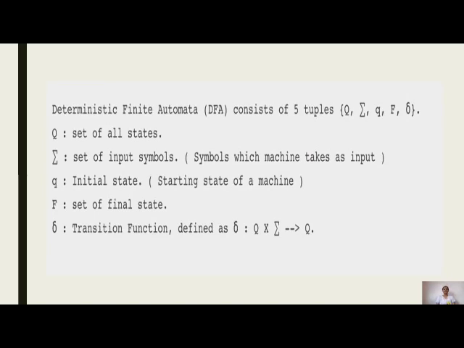Next, DFA consists of five tuples: Q, sigma, small q, F, and the transition function. Q represents the set of all states, which can be Q0, Q1, Q2 in the machine. Sigma is the set of input symbols, where the input symbols can be a, b, 0, 1, etc. Small q represents the initial state, the starting state of the machine. F represents the final states. The transition function says how transitions take place from one state to another state.